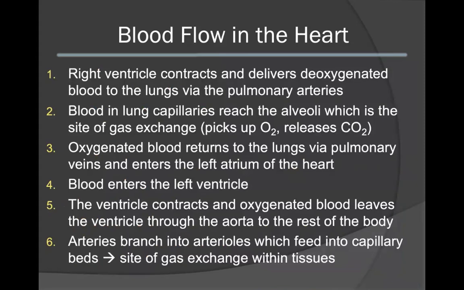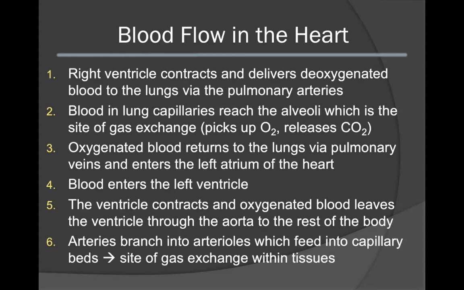We're now going to take a look at the general pattern of blood flow in the mammalian heart. We will begin with the contraction of the right ventricle. Once the right ventricle contracts, deoxygenated blood will be delivered to the lungs via the pulmonary arteries. Blood will then enter into the lungs and into the lung capillaries and eventually reach the alveoli, which is considered the site of gas exchange. At the alveoli level, oxygen will be picked up by the tissues and carbon dioxide will be released.